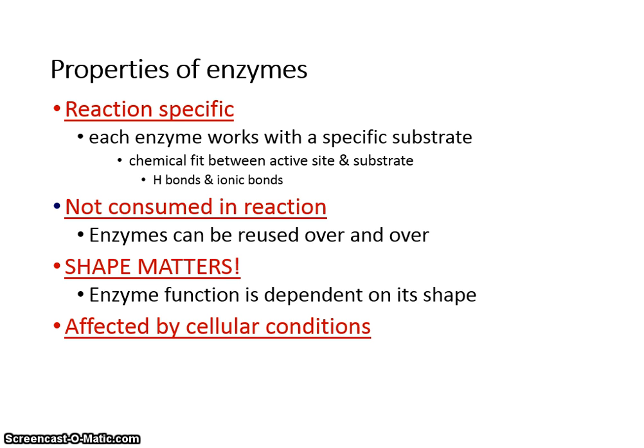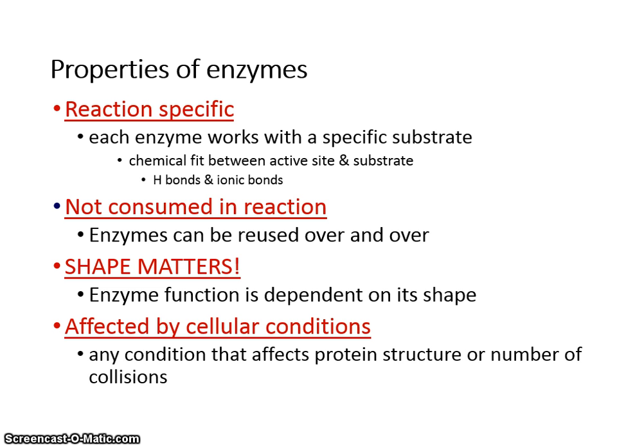Enzymes, like all proteins, are going to be affected by cellular conditions. So any condition that's going to affect the protein structure or the number of collisions, because the reactions are going to be dependent on enzyme and substrate coming in contact with one another. Temperature is really just a measure of how fast molecules are moving, their kinetic energy. And so the faster they're moving, the more collisions they're going to have. The more collisions, the more reactions. We'll talk more next time about what happens when the temperature gets too high, and how things like pH and salinity can affect enzyme reaction rate.